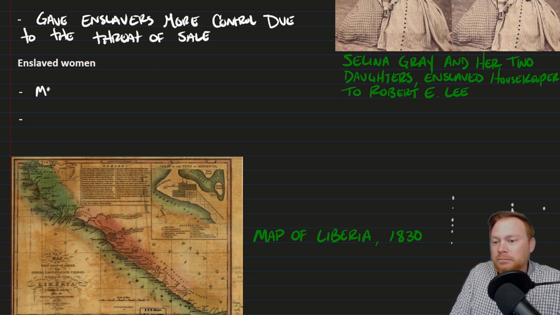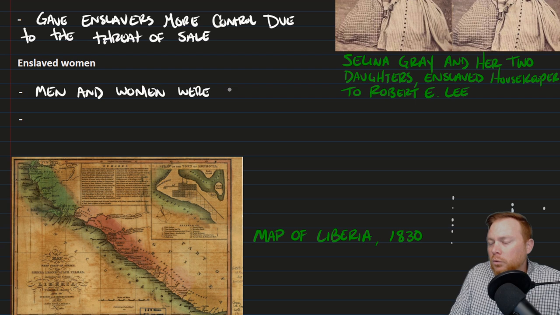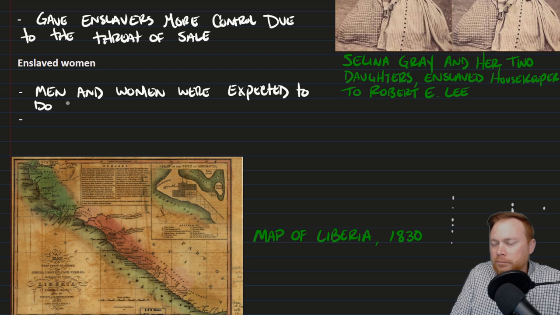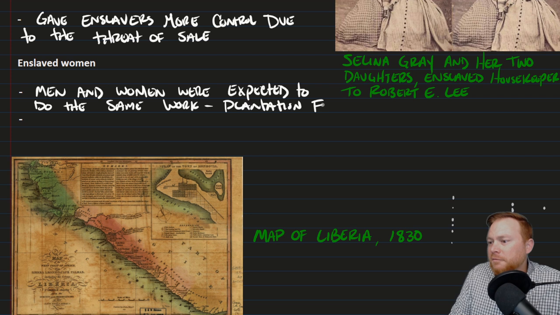So, men and women, we're talking about enslaved men and enslaved women, were expected to do the same work. That was plantation field work, right, in most cases.